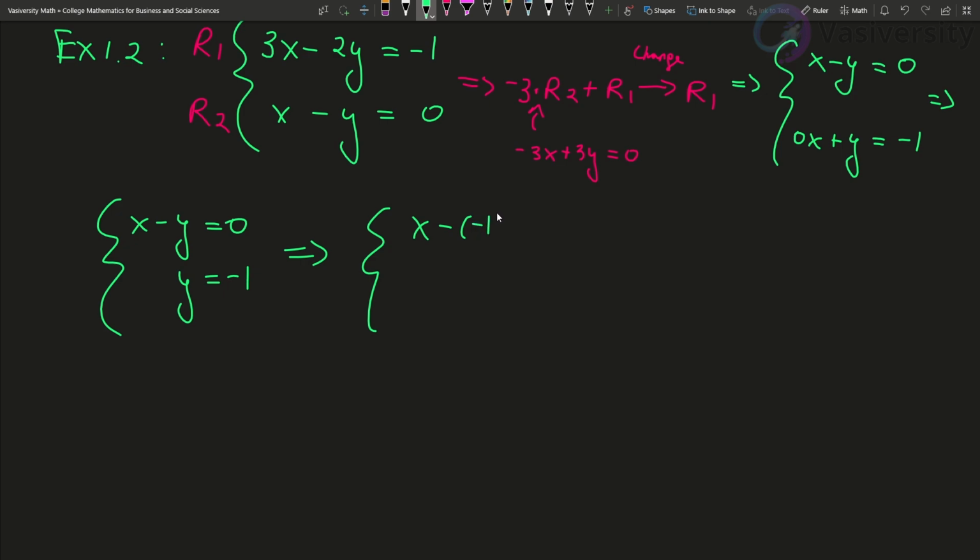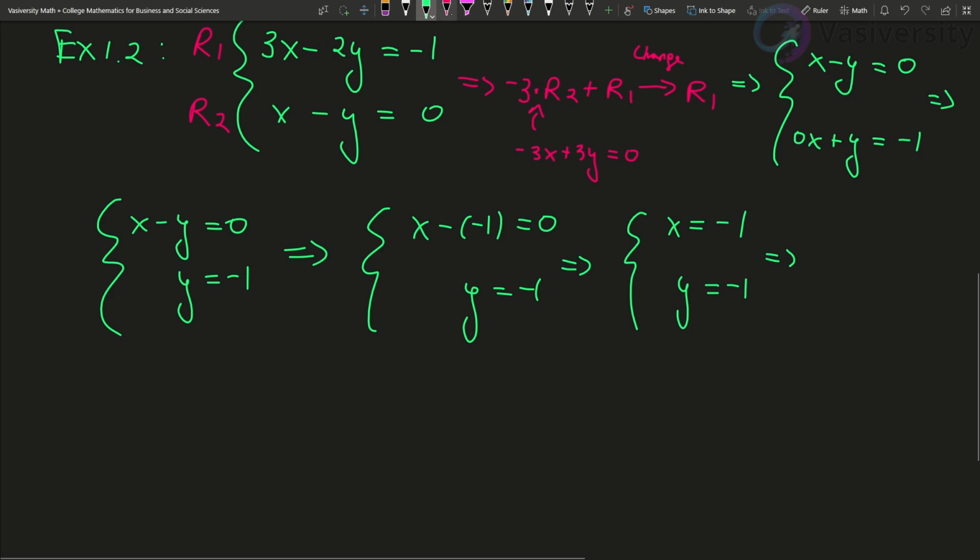x minus negative 1 equal to 0. Y is equal to -1. And we get that x is equal to -1 and y is equal to -1. So our solution is -1, -1.